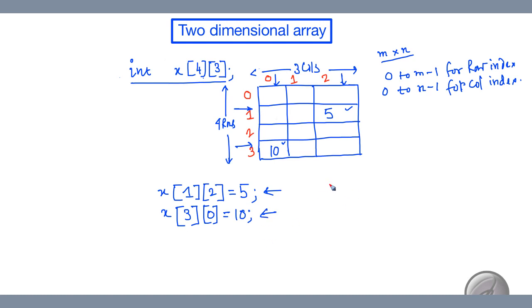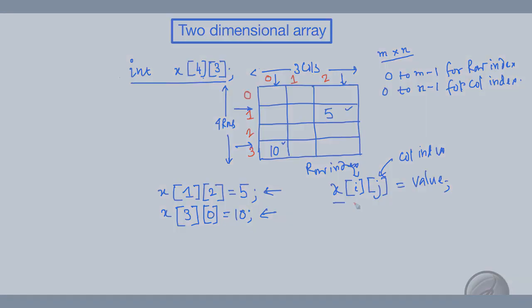So if I want to access some ith row and jth column, then the typical syntax is this: x[i][j], where i is the row index and j is the column index. And then we can just mention some value here to assign the value at that particular cell.